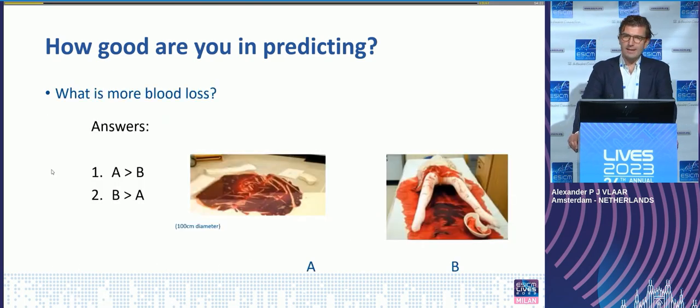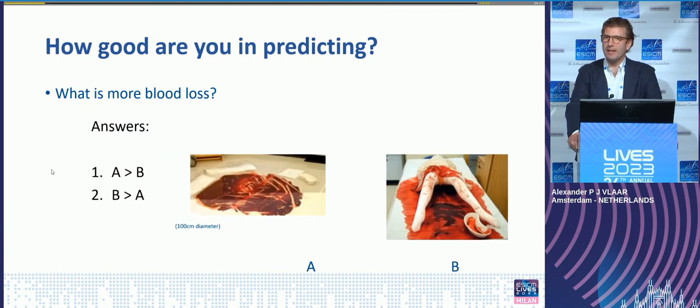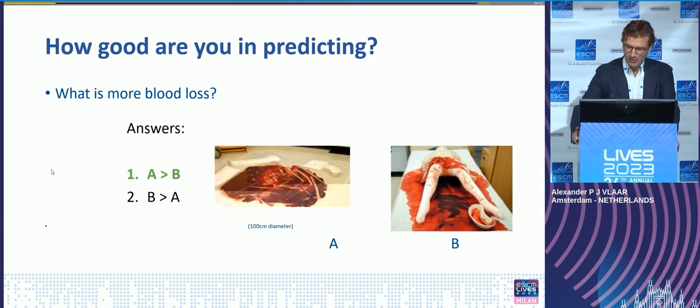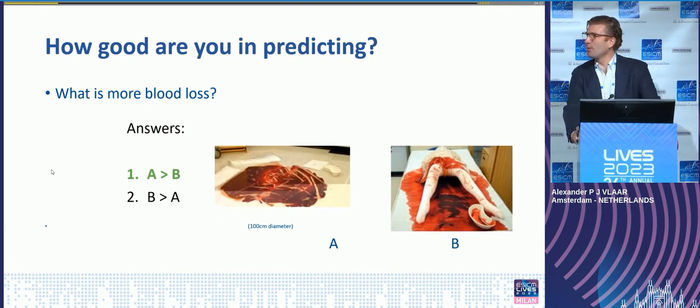The other one is this: of course, you're being called in the OR or the ICU and there is a mess and you think, okay, this is really something going on. But what is more blood loss, A or B? Who thinks number 1, A is more than B? And who thinks number 2, B is more than A? Oh, you're doing so good. So it's the other way around. At the end of the presentation, we will get to why people think this way, because it's a common mindset.